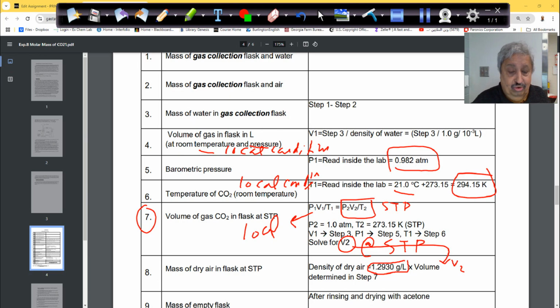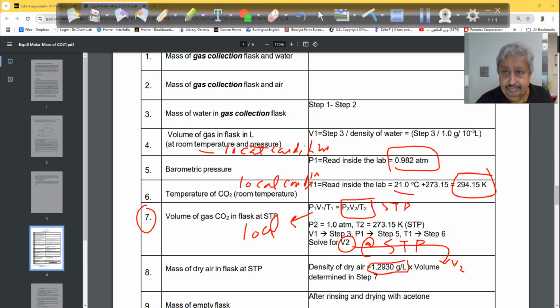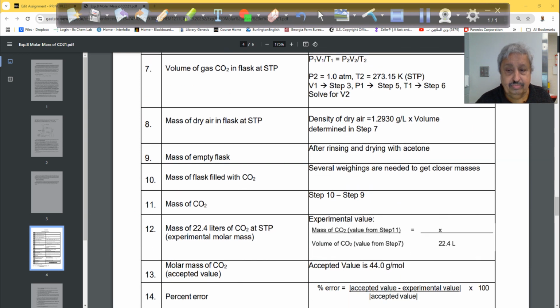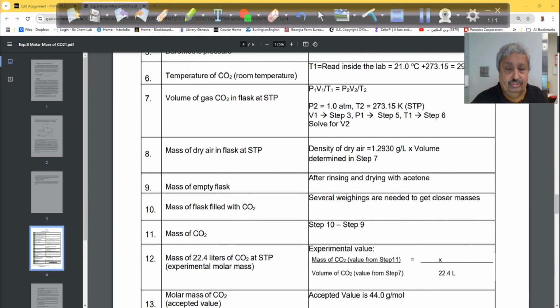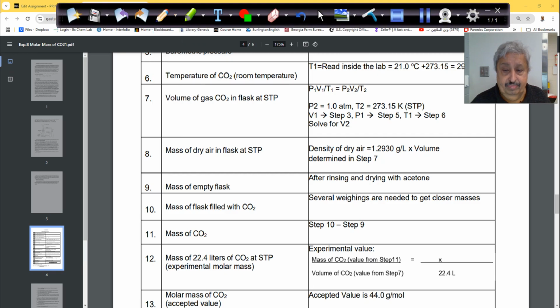And then the mass of the whole empty flask when you are rinsing it with drying acetone. Let me just take this one here. So this one we get the volume of CO2 at STP, the mass of dry air in the flask at STP, correct? So we did this one here together, correct? We used the mass of the air in the flask, step 8. Mass of the empty flask, that's after rinsing it with acetone, correct? After rinsing it with acetone.